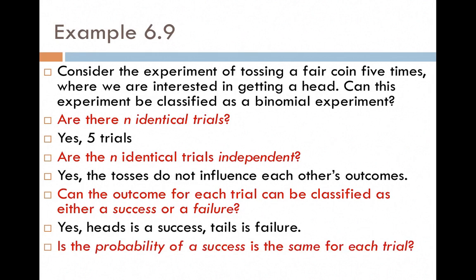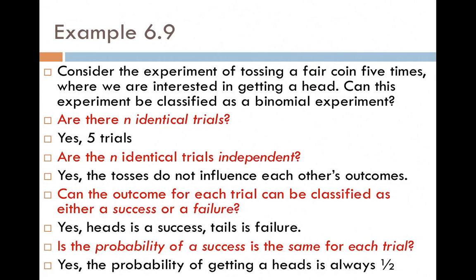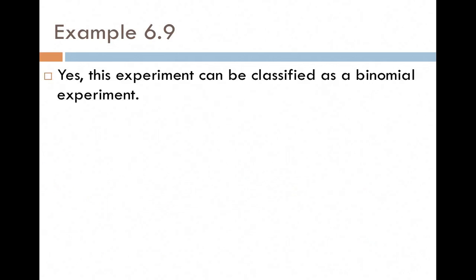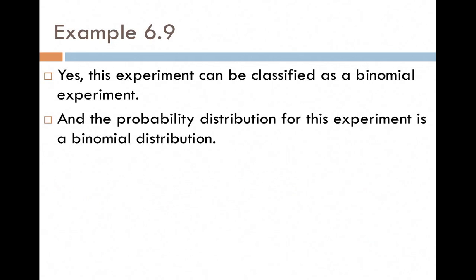And the last condition, is the probability of success the same for each trial? We're going to say yes, because this is a fair coin. We're assuming that we're flipping a fair coin, so yes, it's always going to be 1/2. Okay, with the 4 conditions being satisfied, we have a binomial experiment. The probability distribution for this experiment is a binomial distribution. Remember, the probability distribution is the set of all outcomes of a probability experiment, and in this case, the set of those outcomes creates a binomial distribution.